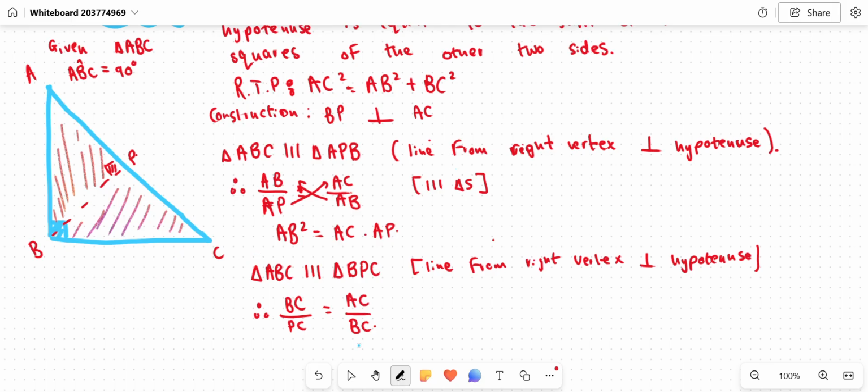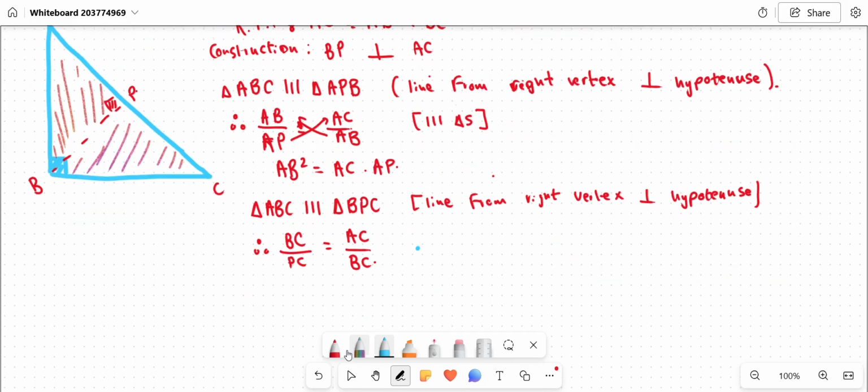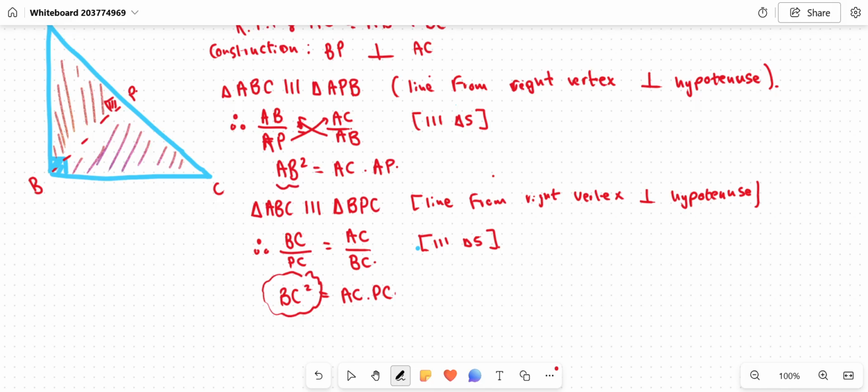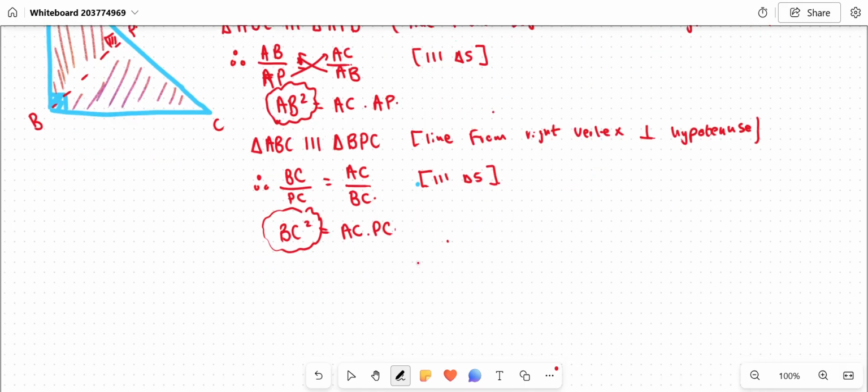So I've stated those two things, and now I can cross multiply. So BC squared is equal to AC times PC. Why did I state this at the top? It's because of similar triangles. And now that I've cross-multiplied, I can actually add these two. Those are the two sides of the triangle. Just trying to see, what do I get when I add those two sides?